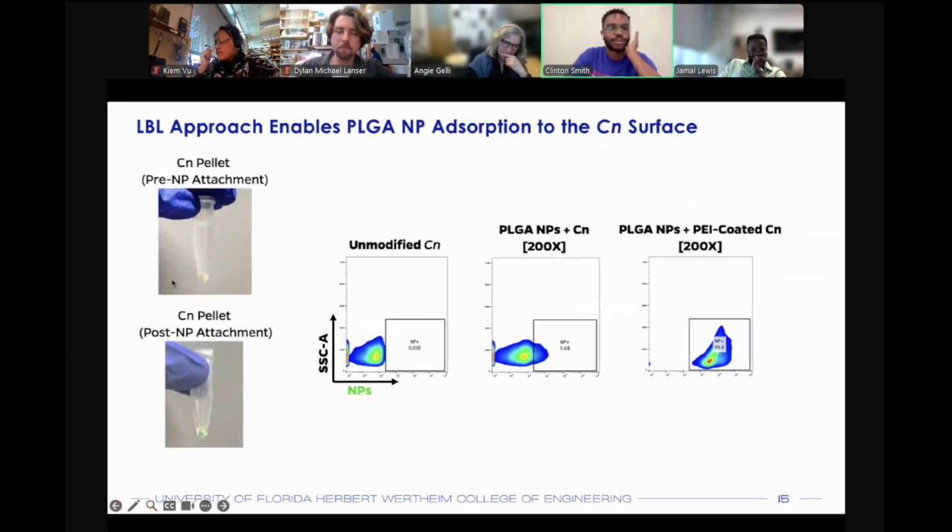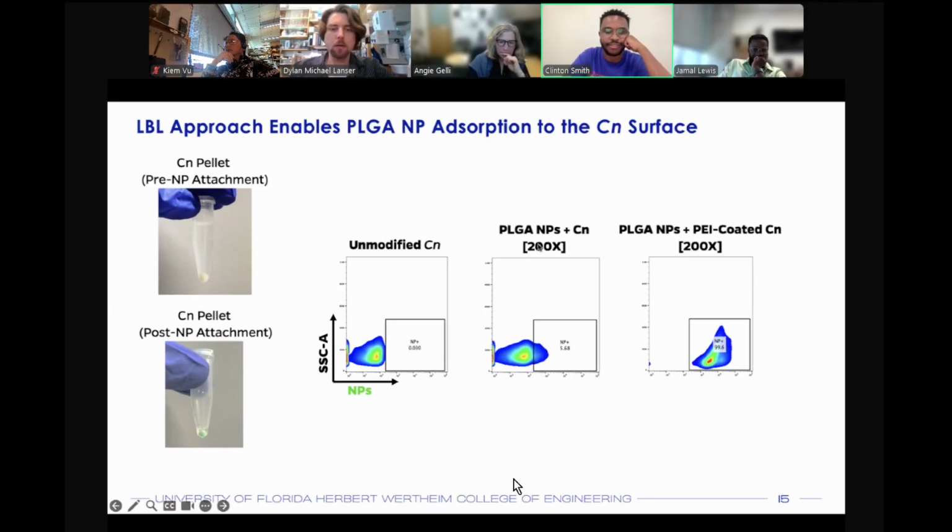So yeah, before I attach the nanoparticles, this is what the pellet tends to look like. It's this off-white yellowish color. And then after I execute that process, I do see the faint nanoparticle color, this somewhat turquoise or teal color after I've attached the nanoparticles. And using flow cytometry, I was able to confirm the successful attachment of these nanoparticles.